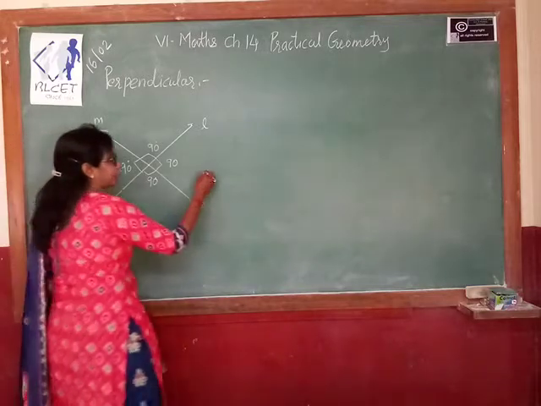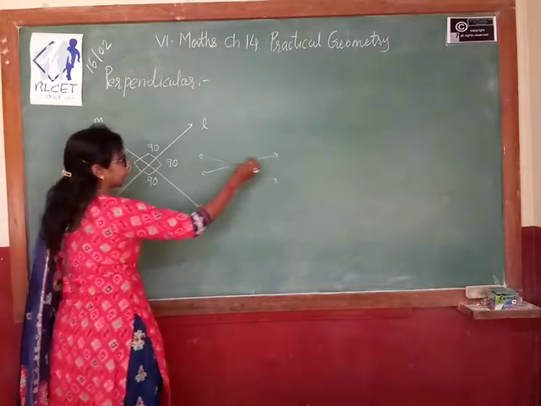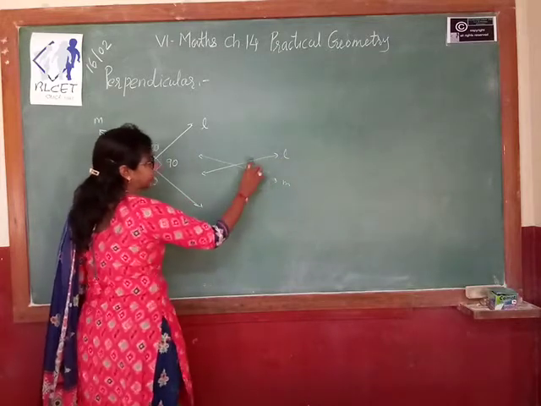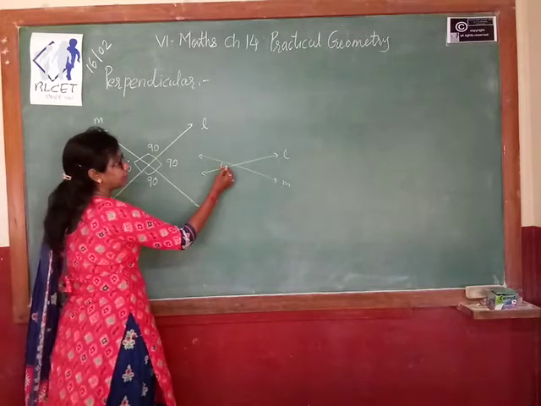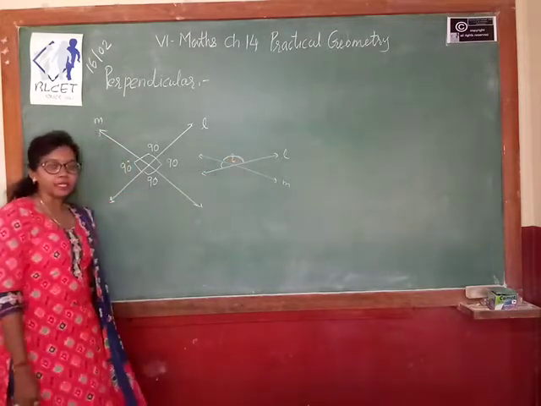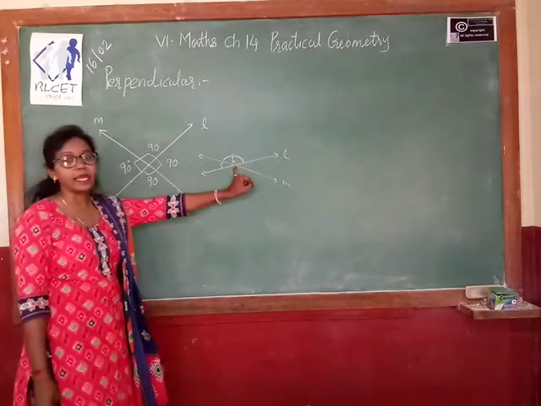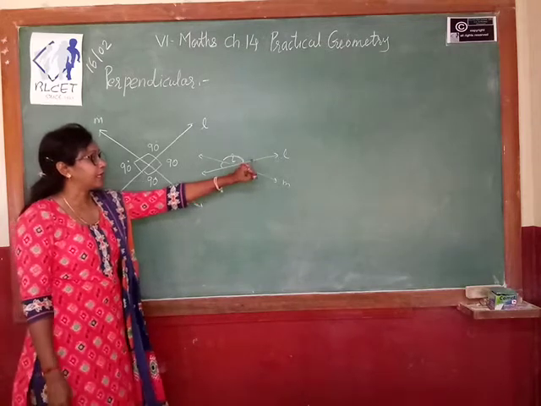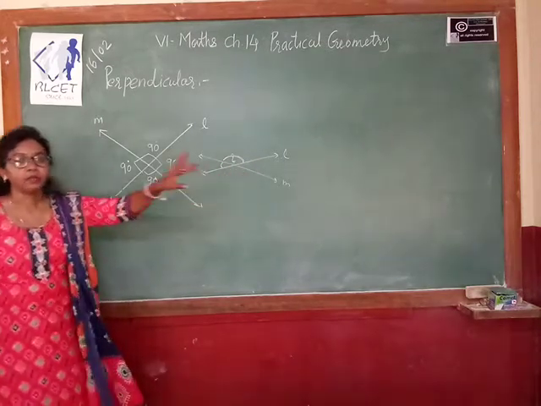Okay. If you are drawing like this, these 2 lines are intersecting lines, but they are not perpendicular. Why? Because this angle and this angle, they are not at 90 degree. At the intersecting point, you are not getting any right angles. Though they are intersecting lines, they are not perpendicular lines.